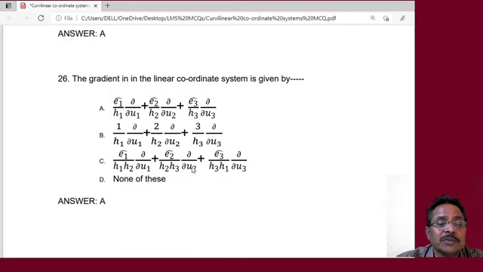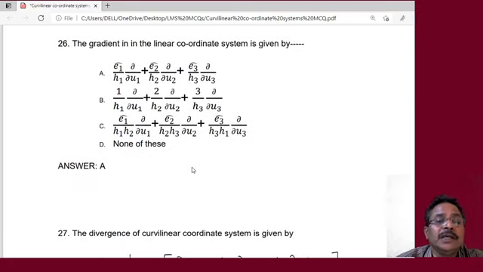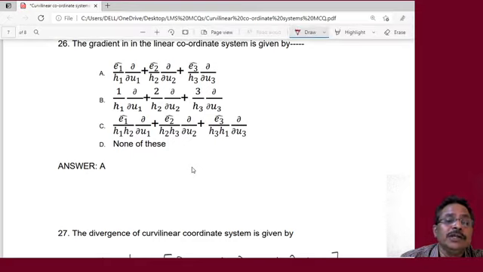Now let's come to the calculus part. The gradient in the curvilinear coordinate system is given by E1 cap upon H1, that is, the unit vector upon the scale factor, into the partial derivative with respect to the first parameter, del upon del U1, plus E2 cap upon H2 into del by del U2, plus E3 cap upon H3 into del upon del U3. This is the correct option.